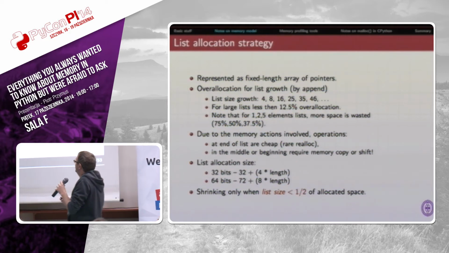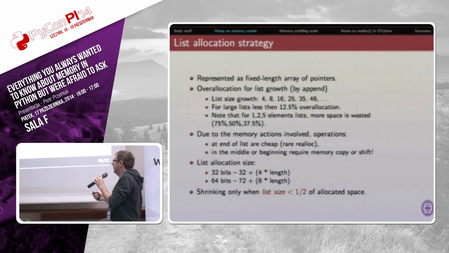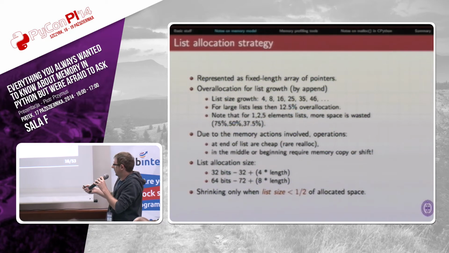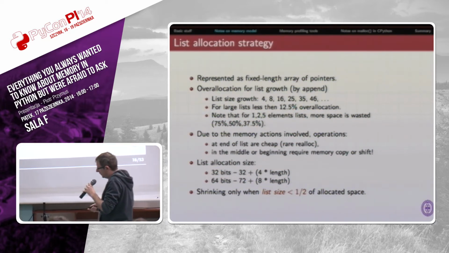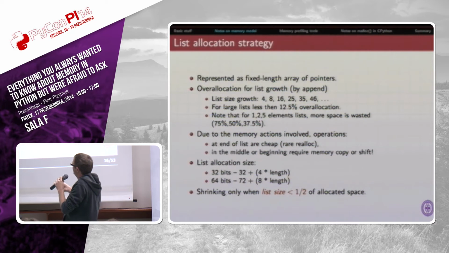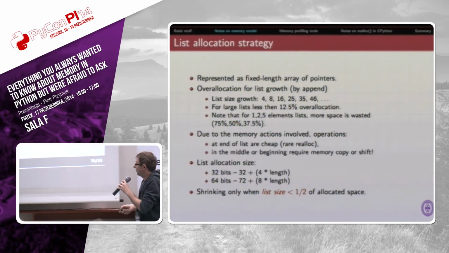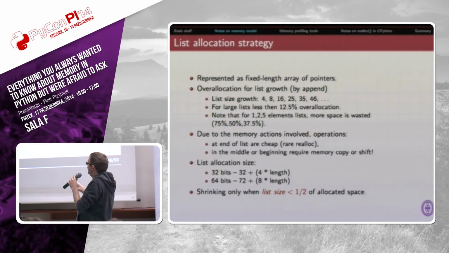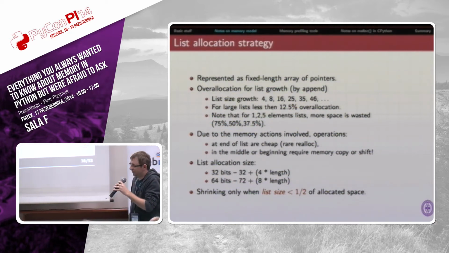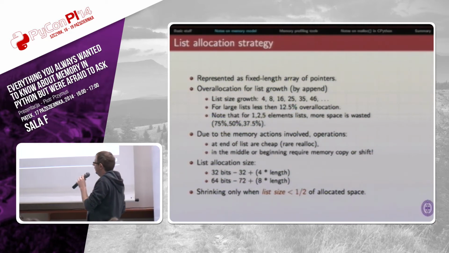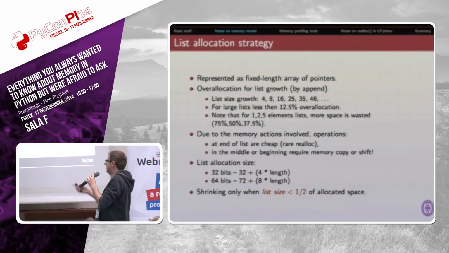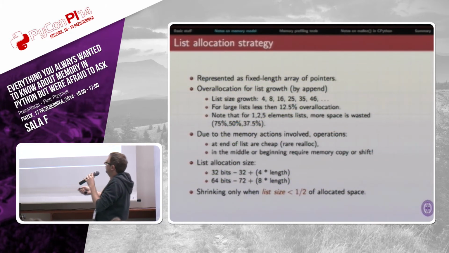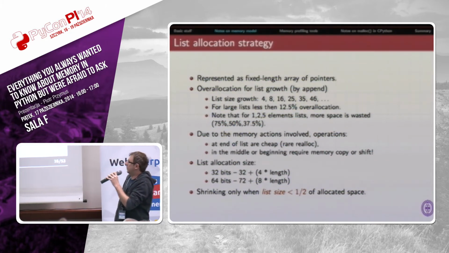They will overallocate for list growth. So actually, it will be something like this when you create a list for some elements. It will first start with 4, and then it will allocate place for 8 elements, and so on. For large lists, it will be less than 12.5% over allocation. But if you have a lot of small lists in your code, just remember that for 1, 2, and 5 elements, you have a lot of over allocation.